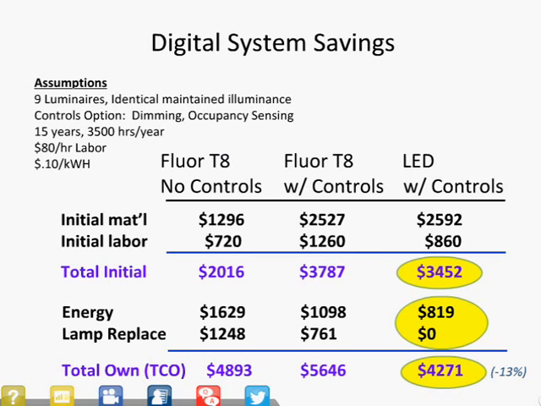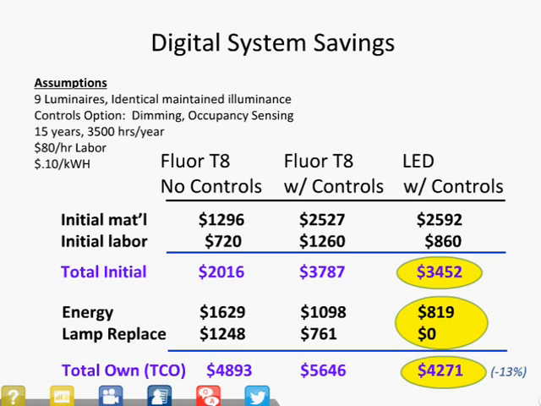Right? So if you look at the left column where it says fluorescent T8, no controls, the first column is a bare bones fluorescent system with no controls. So that's our baseline model. The second column uses the same T8 fluorescent, but then it adds in controls. And finally, the third column represents a true digital lighting system. As you can see, the controls add cost to the initial price, which is shown in the second column. But they do not save energy and maintenance costs and lamp replacements.